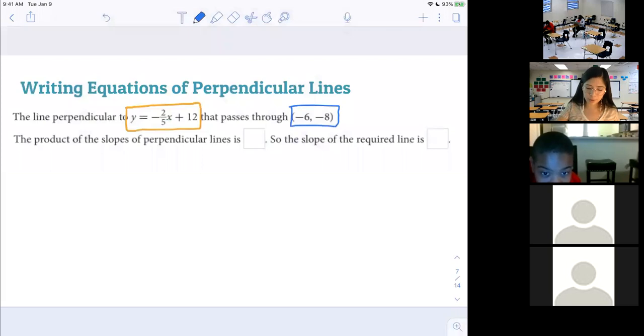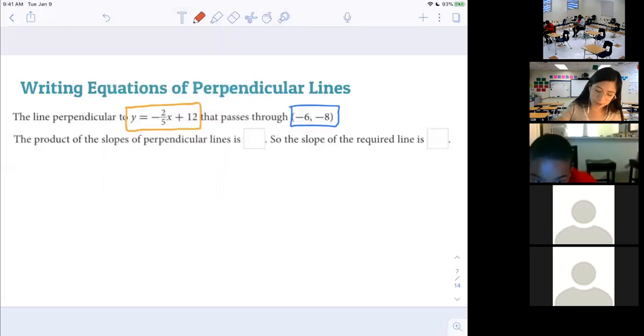Now, what did we just talk about with perpendicular lines? What relationship does the slope have? Good, it's the reciprocal, but not just the reciprocal, it is the opposite reciprocal. Good job, Perla. So the product of the slopes, and this is interesting, let's take a look at this. The product of the slopes of perpendicular lines, does anyone know what that is?